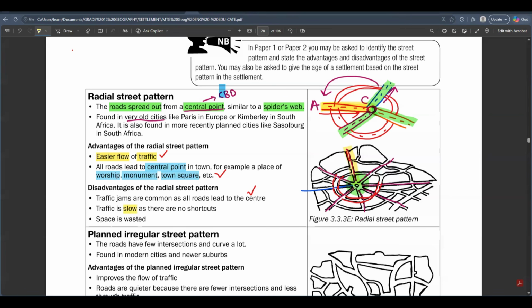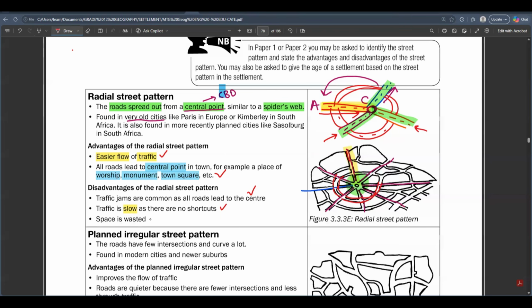So there is slow movement of traffic because there are no shortcuts. There's only one way to get to the center. It is through that road that you are moving with. There are no shortcuts at all. If you are using this road, there is no way of getting there in a shorter time. So there is slow movement of traffic. It's just one road that is going to the center. There are other roads that are also coming to the same central point. So the traffic is slow as well as traffic jams being common.